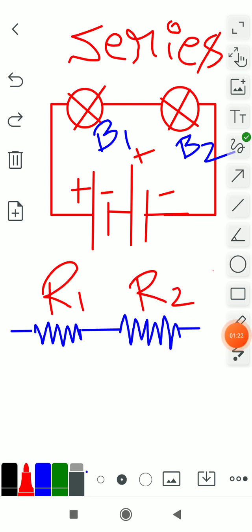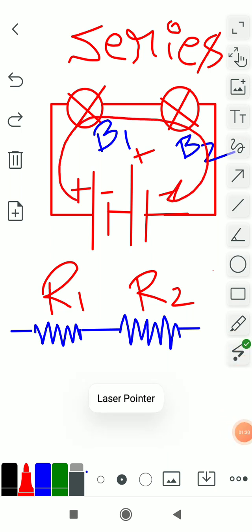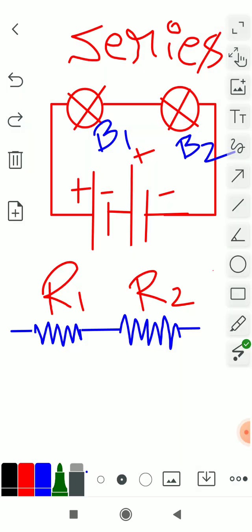Now here you can see when the current is flowing through both bulb B1 and B2, the current is choosing only a single path. It means the same amount of current is flowing through B1 and the same amount through B2. That means the same amount of current is flowing through R1 and through R2. What are these R1 and R2? Both are resistances.